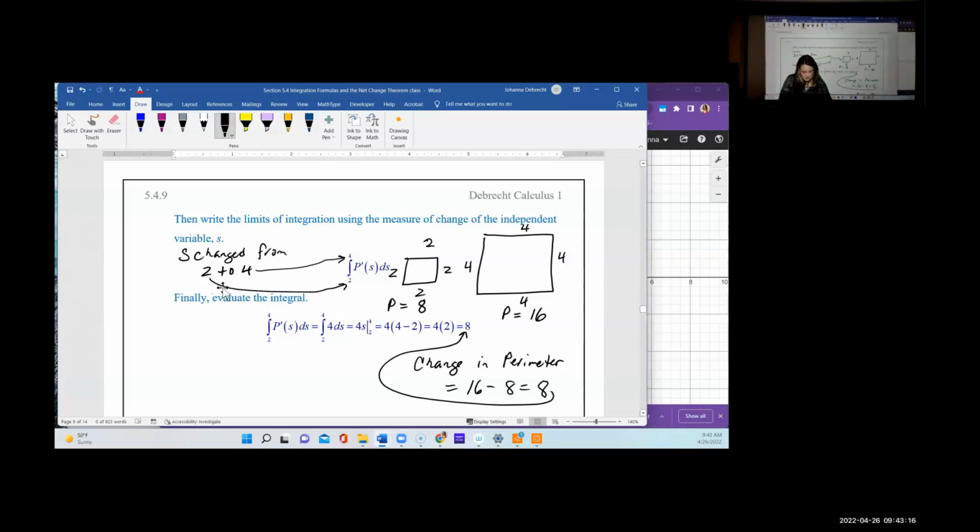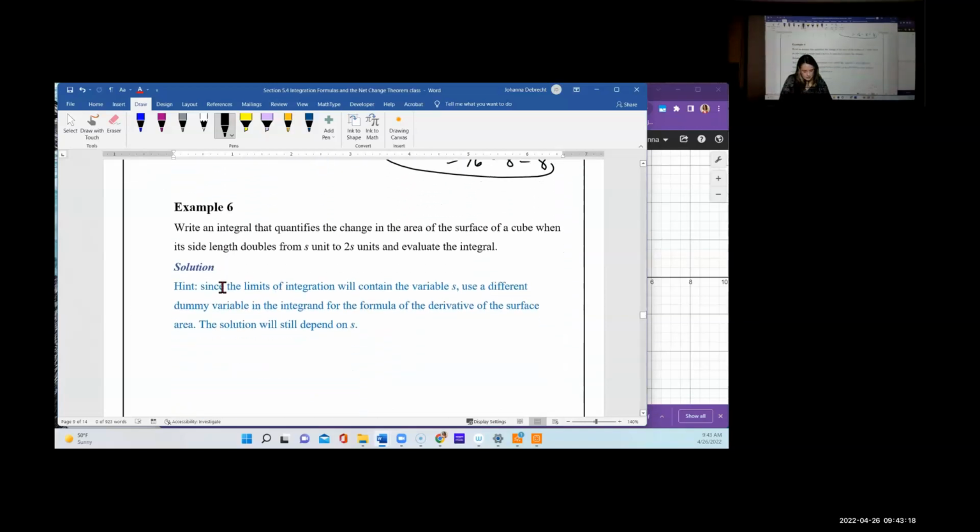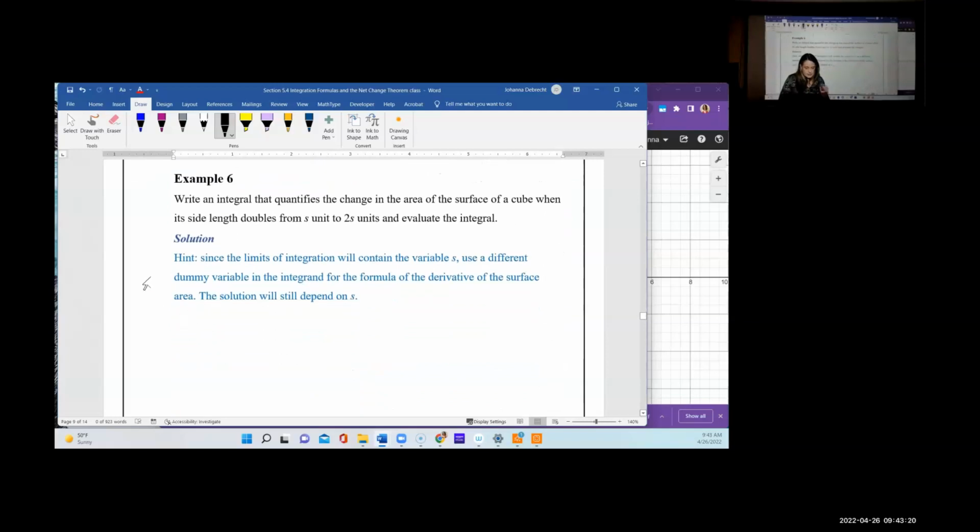Okay, let's take a look now at another example. This is example 6. We want to write an integral that quantifies the change in the area on the surface of a cube when its side length doubles from S units to 2S units, and evaluate the integral. Okay, so the first thing that we need to realize is that we have a cube.